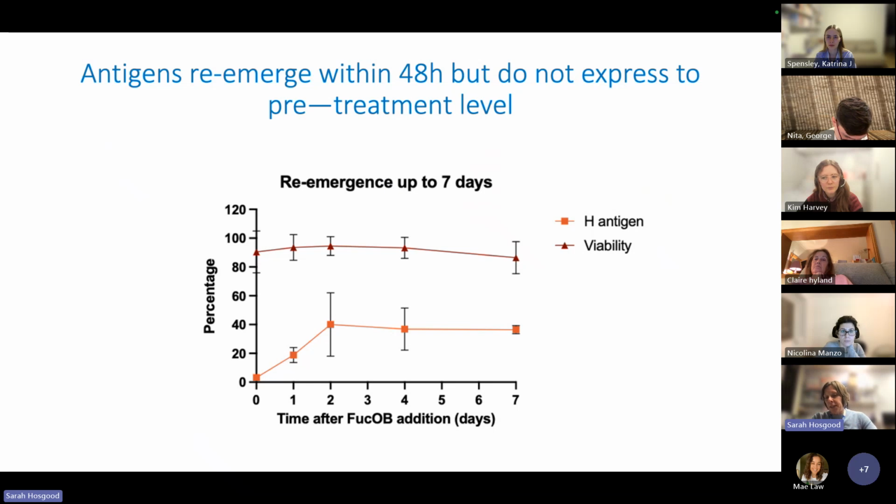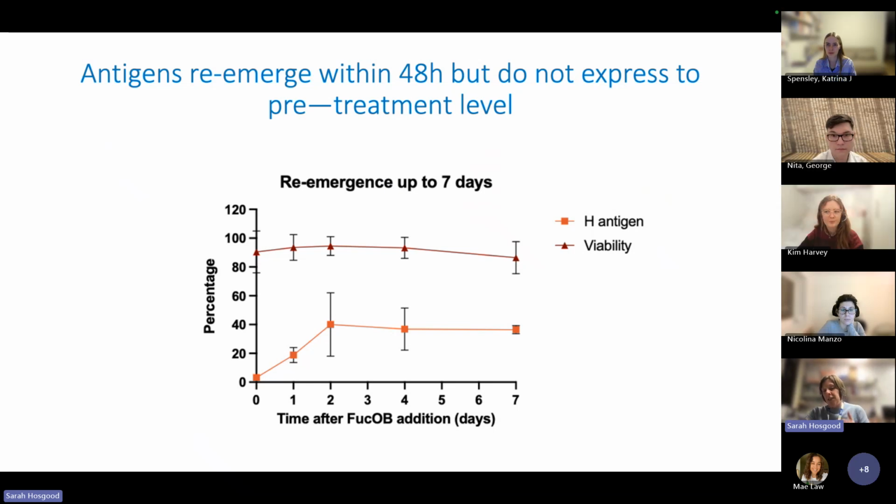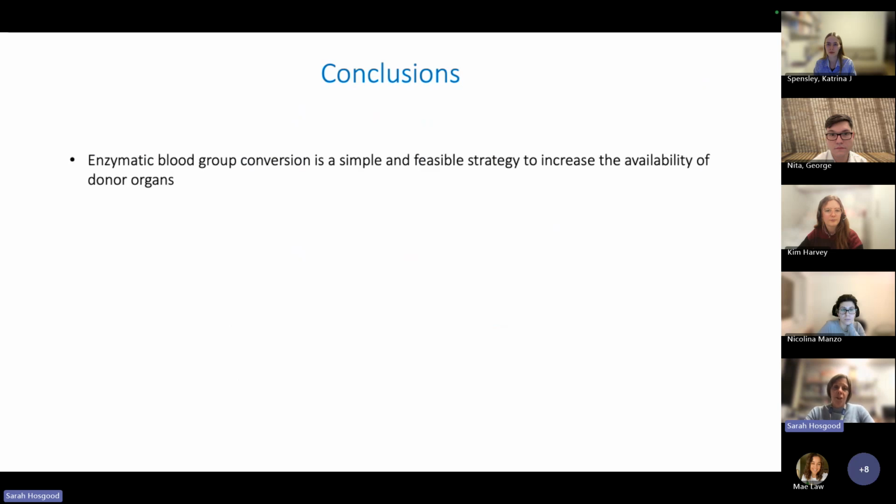So we know that this gives us a really good window for a successful transplant, and that maybe the patient might need some further therapies in between days 1 and 2 to mean that the transplant would then not reject after this time. So really, we've shown that this blood group conversion is a very simple and feasible strategy to try and increase the availability of donor organs.